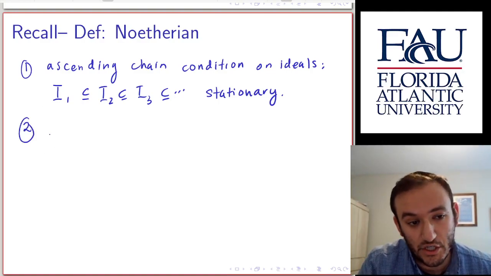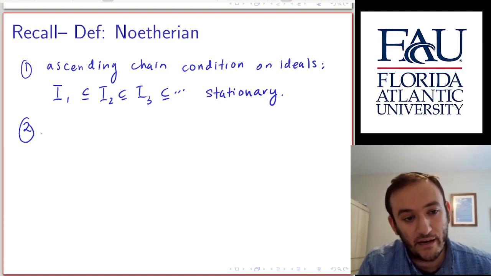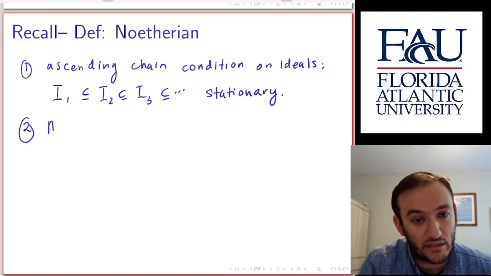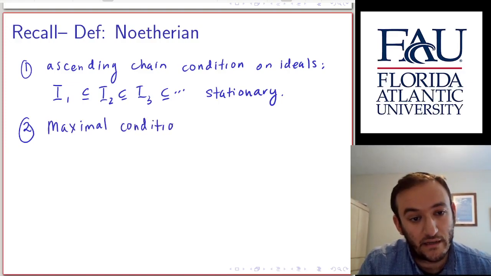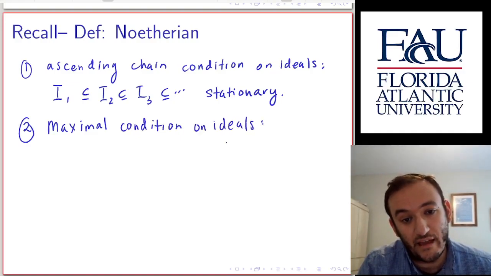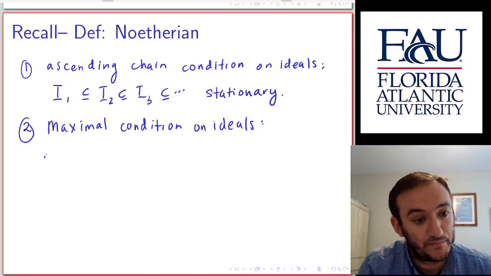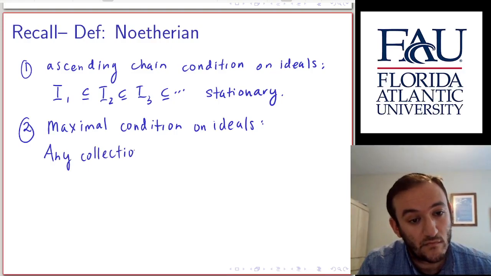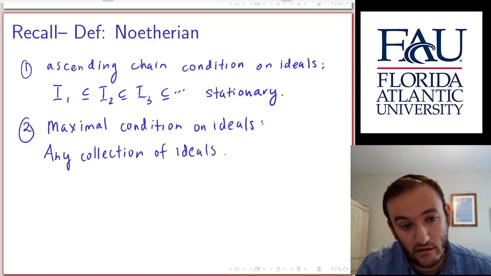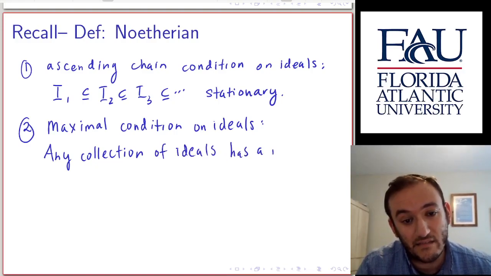Okay, the second condition, which is equivalent to the first, is called the maximal condition on ideals, that any collection of ideals in the ring has a maximal element.